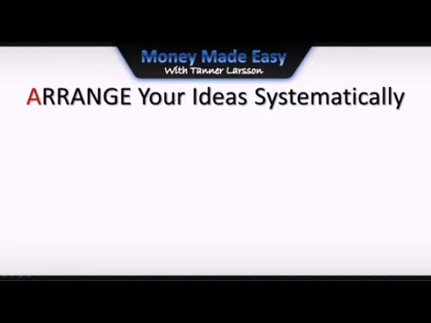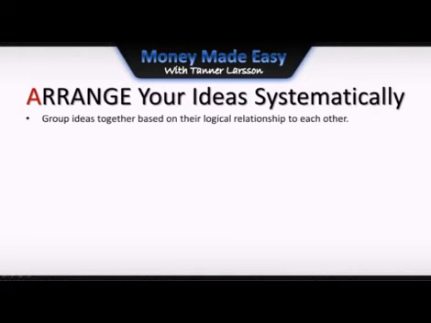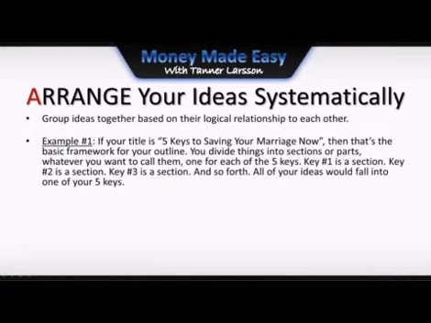You can also arrange your ideas systematically. Group ideas together based on their logical relationship to each other. Example. If your title is 5 Keys to Saving Your Marriage Now, then that's the basic framework for your outline. You divide things into sections or parts, or whatever you want to call them, and one for each of the 5 keys. So key 1 is a section, key 2 is a section, key 3 is a section, and so forth. All of your ideas would fall into one of your 5 keys.